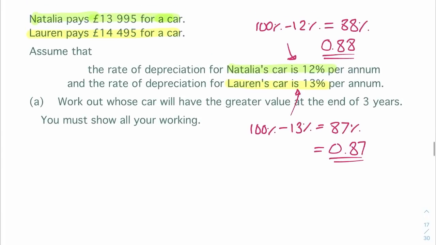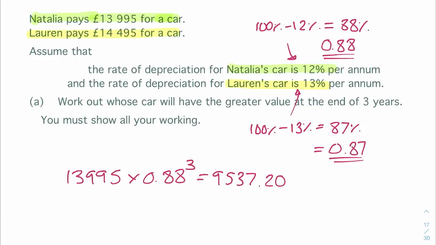So Natalia's car would be 13,995 multiplied by 0.88. Now that would do it for 1 year, but we have to do it for 3 years. So you could do that 3 times, or to save yourself a lot of time, you can just put a power of 3, and that will times it by 0.88 for you 3 times. So 13,995 times 0.88 to the power of 3, and that comes out as £9,537.20 to the nearest penny, and that's for Natalia.